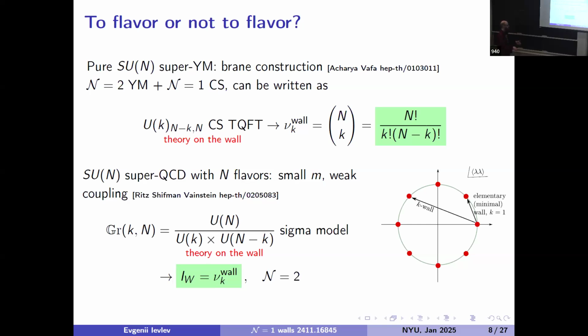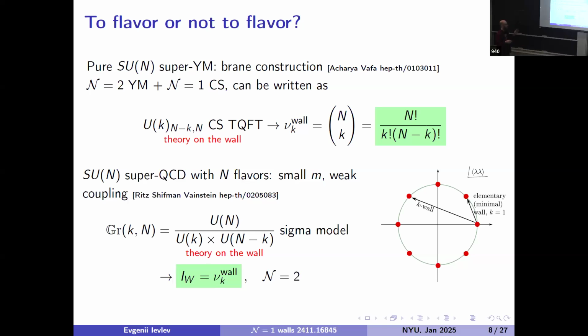On the other hand, you can study the same theory with quark flavors, with light quarks. As I said before, at small quark masses, the theory is at decoupling. You can study the BPS domain wall trajectories, and it turns out that the multiplicity of the domain walls is exactly the same as that formula. And the domain wall theory is a sigma model, a Grassmannian sigma model in this example.